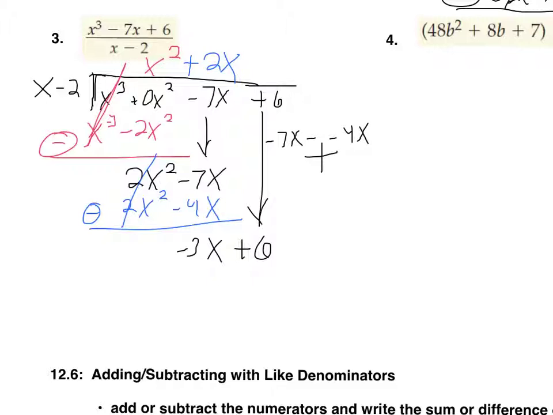So again, we have to ask ourselves, x times what equals negative 3x? And the only difference between those is that this one has a negative 3 and this one doesn't. So it's just going to be negative 3. And you have to multiply that back through. So when you do negative 3 times negative 2, that's going to equal positive 6.